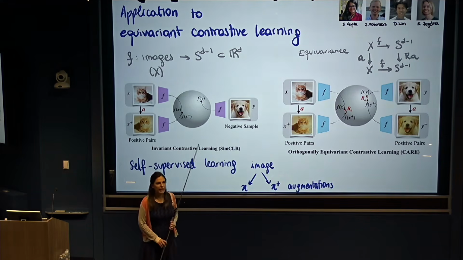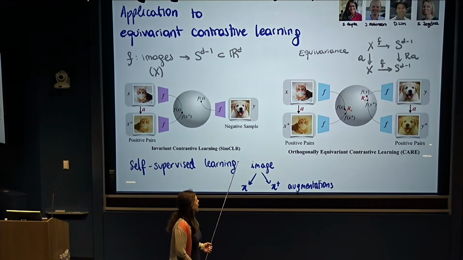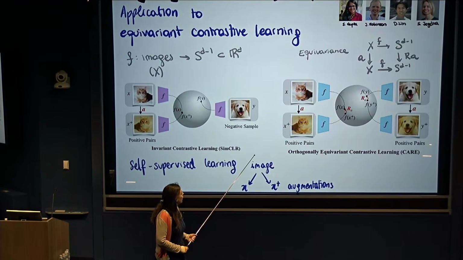Do you have a question? Just out of curiosity, do you need to work in higher dimensions? A higher dimension than the image space? The space where you're embedding, does it have to be higher dimension?